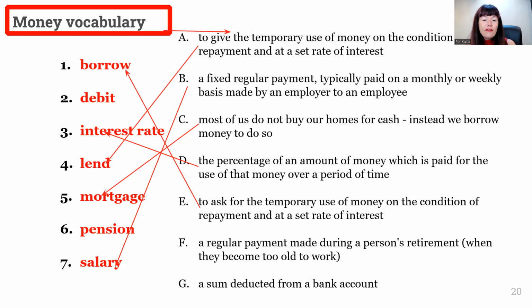Okay, then F, we have a regular payment made during a person's retirement. That's, of course, a pension, yes? And a person is called a pensioner. And then a sum deducted from a bank account is called a debit. So you pay for something, and something is debited from your account.